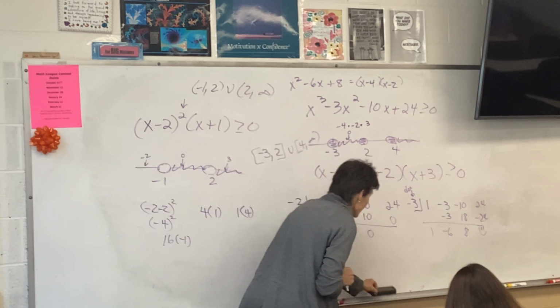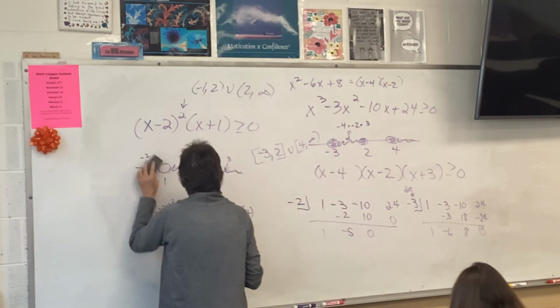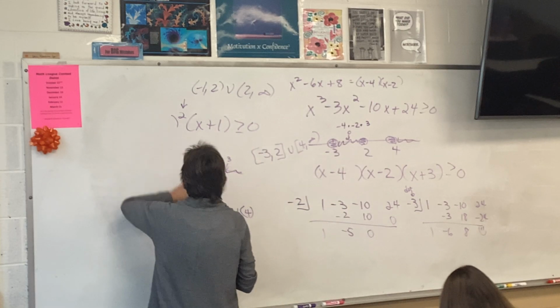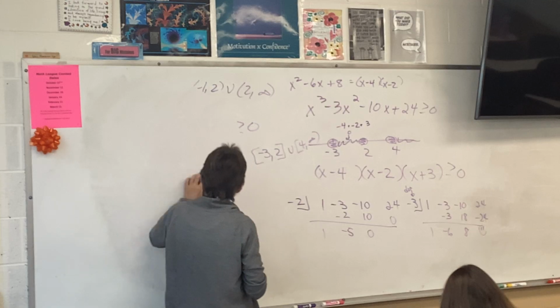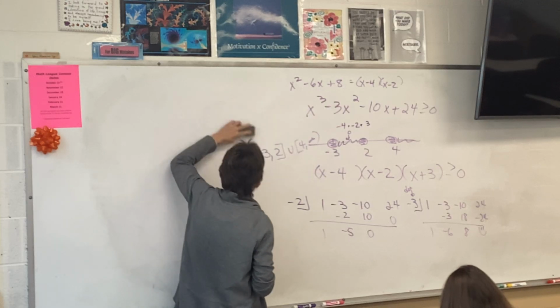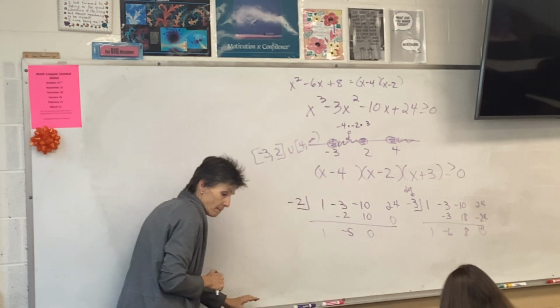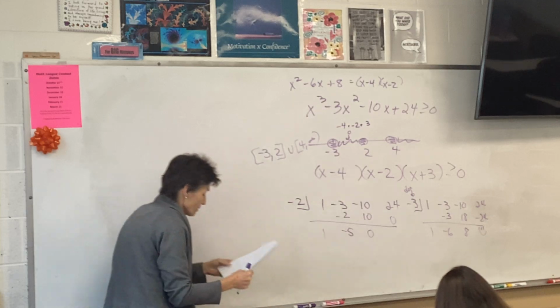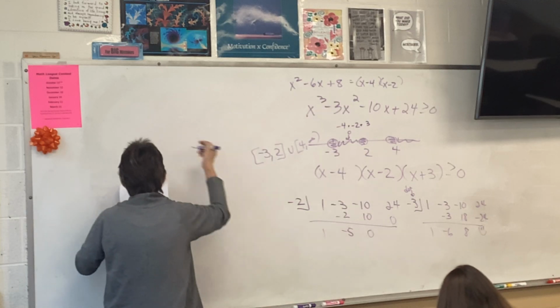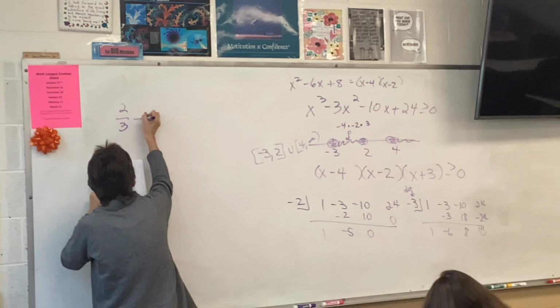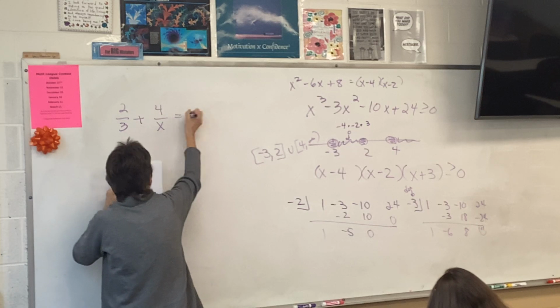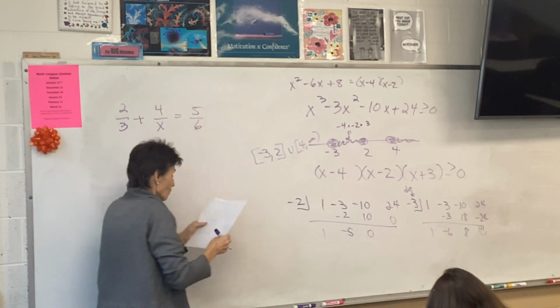All right, E is an equation, it's an equals problem. So that means no number line. That means an answer like x equals 2 or something. So what do we do?